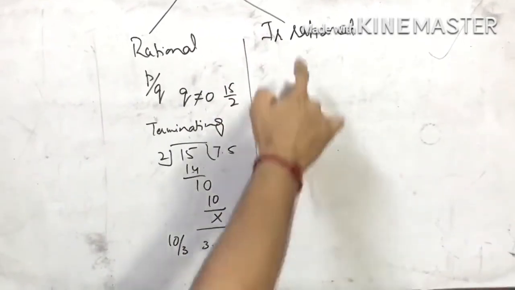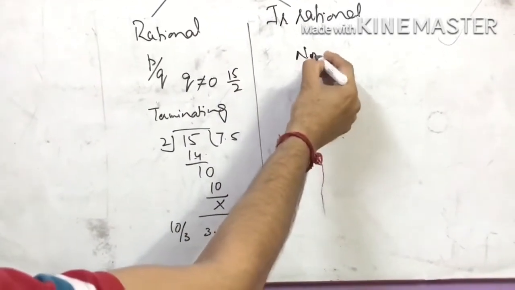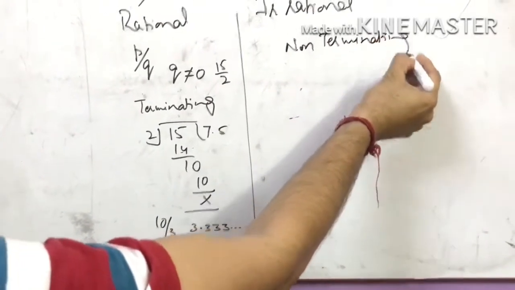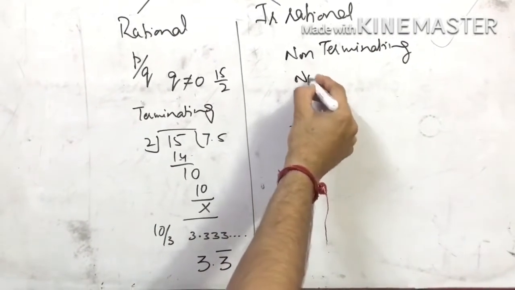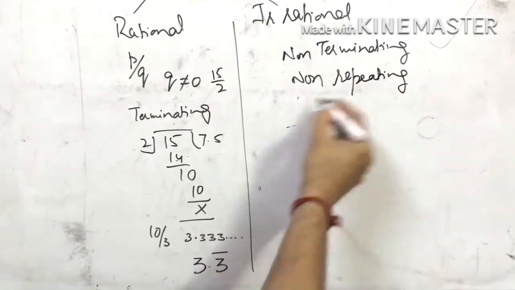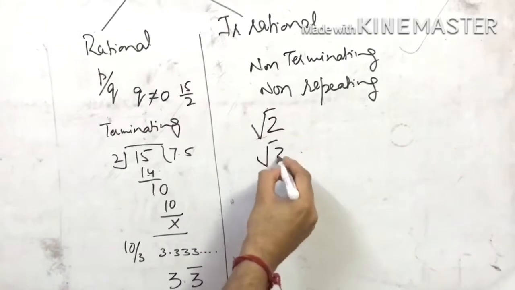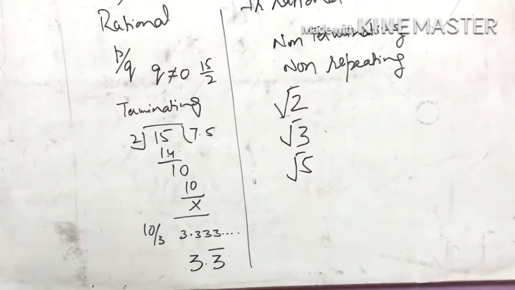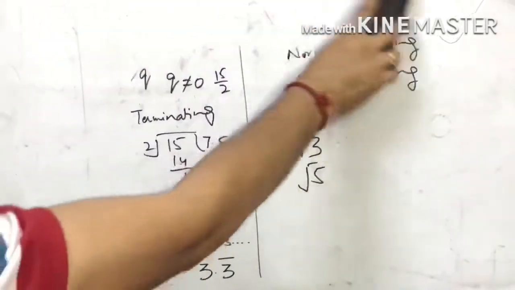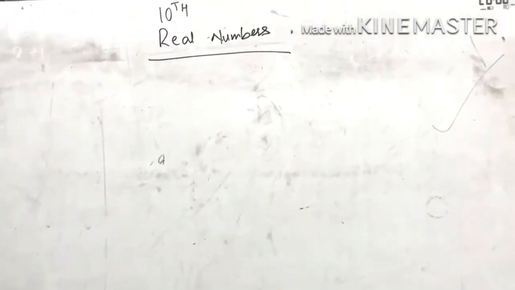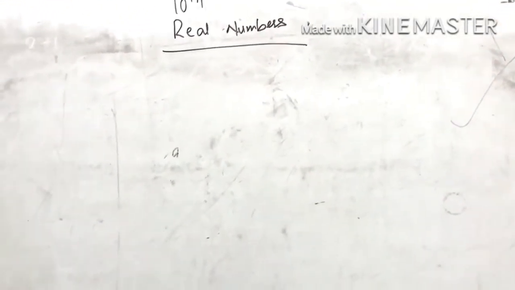So what are irrational numbers? They are non-terminating as well as non-recurring or non-repeating. For example, root 2, root 3, root 5, a lot of numbers are irrational numbers. So in the first chapter, we are looking at a few basic things, and let's go to NCERT.